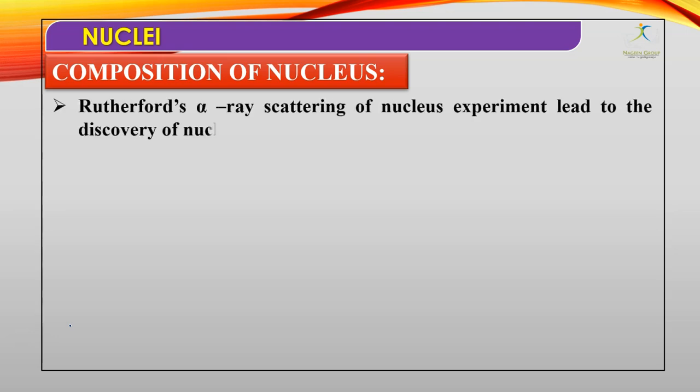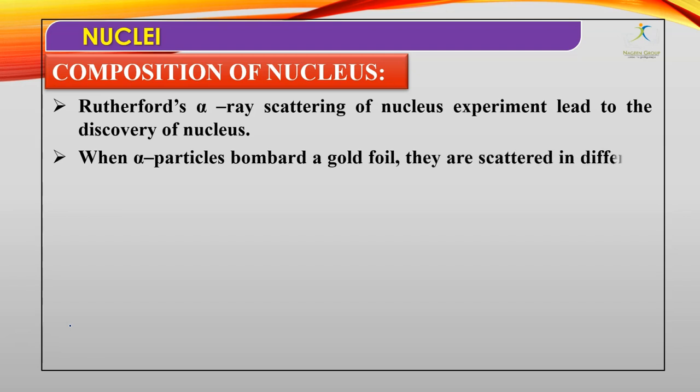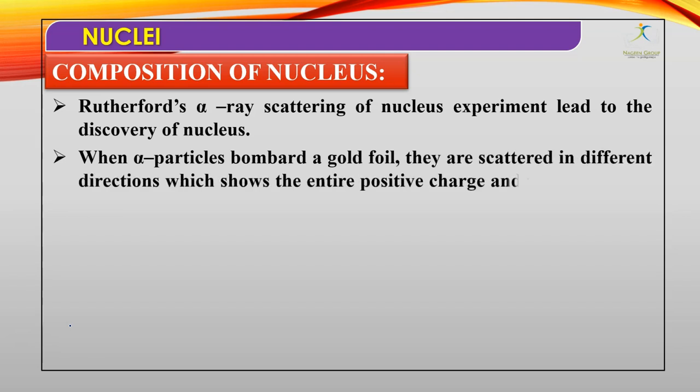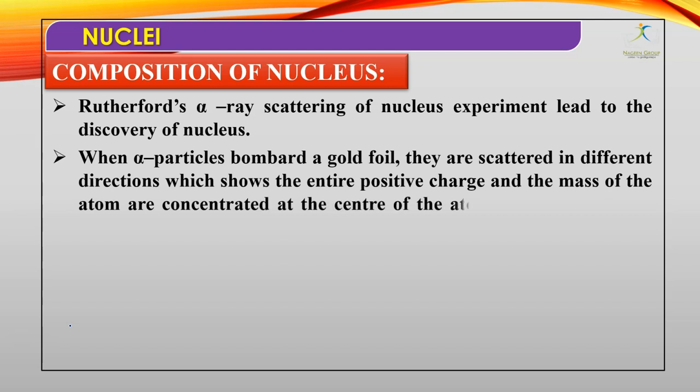Rutherford's alpha ray experiment led to the discovery of the nucleus. When alpha particles bombard a gold foil, they are scattered in different directions, which shows that the entire positive charge and the mass of the atom are concentrated at the center of the atom in a small volume, which is called the nucleus. So the nucleus is completely positively charged, and the whole mass of the atom is concentrated at this particular point.